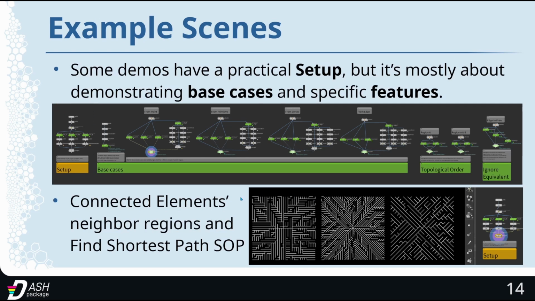Here, the practical setup for the connected elements is that I'm setting 3 different types of neighborhoods into an array, and that array is passed to the find shortest path. You can see how those 3 different types of neighborhoods create 3 different patterns with the find shortest path. But for the most part, the interesting thing about these example scenes is to get to know the base cases and also see some specific features of the asset and switch between on and off or a list of a menu.